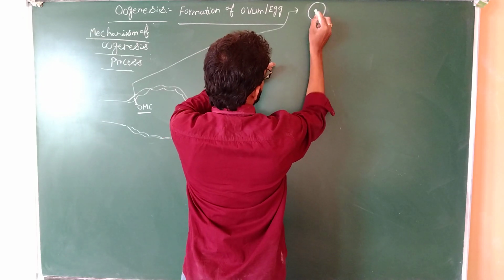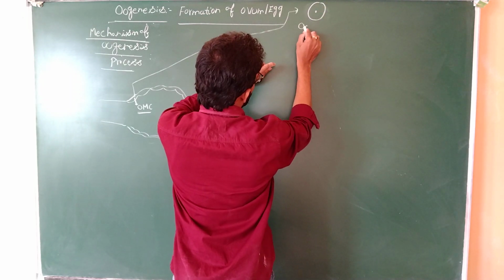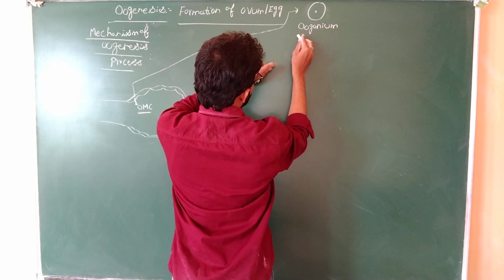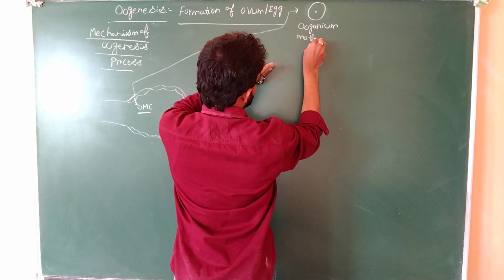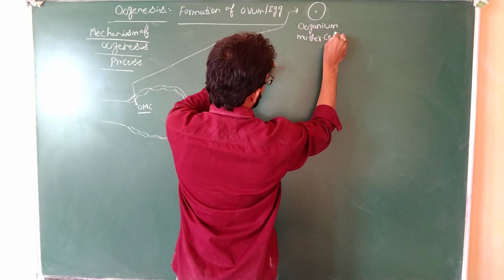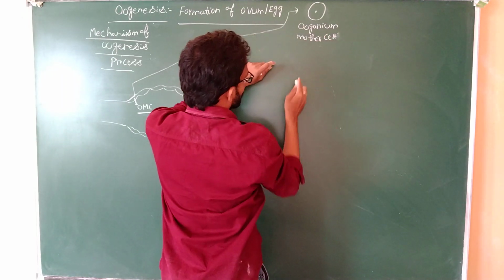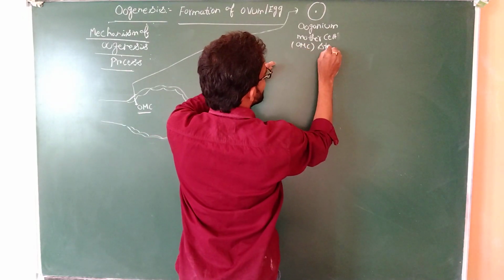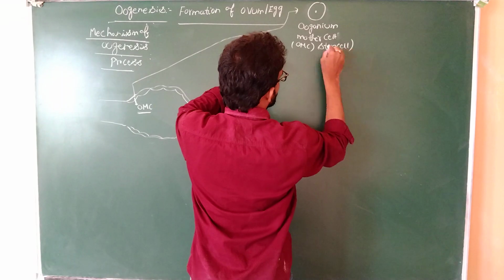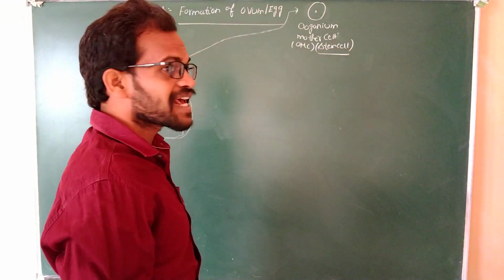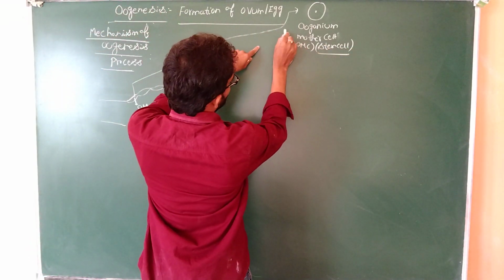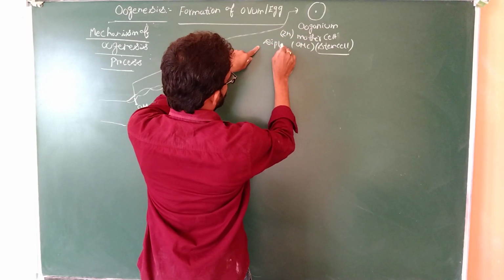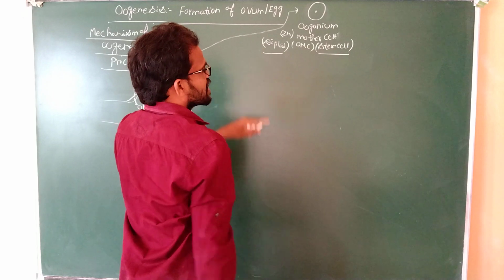This is an oogonium mother cell, also known as a stem cell. Oogonium mother cells are stem cells. It is always in the 2n condition. 2n means the diploid condition.